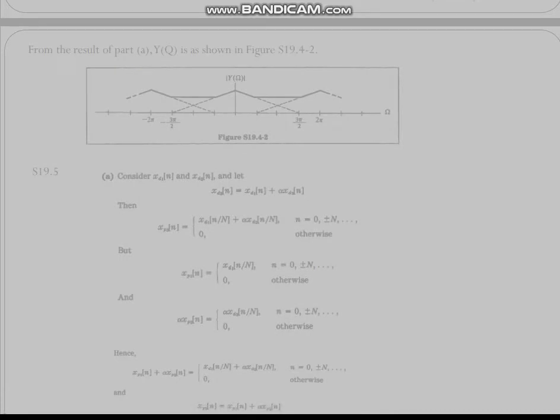From the result of part A, Y(jω) is as shown in figure S19.4-2.